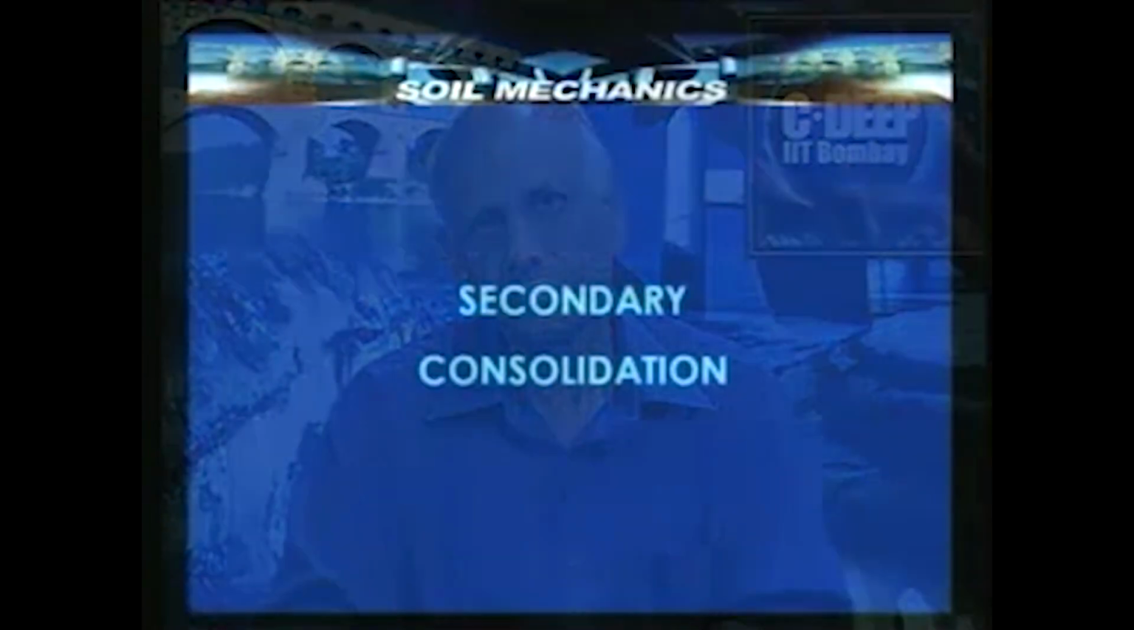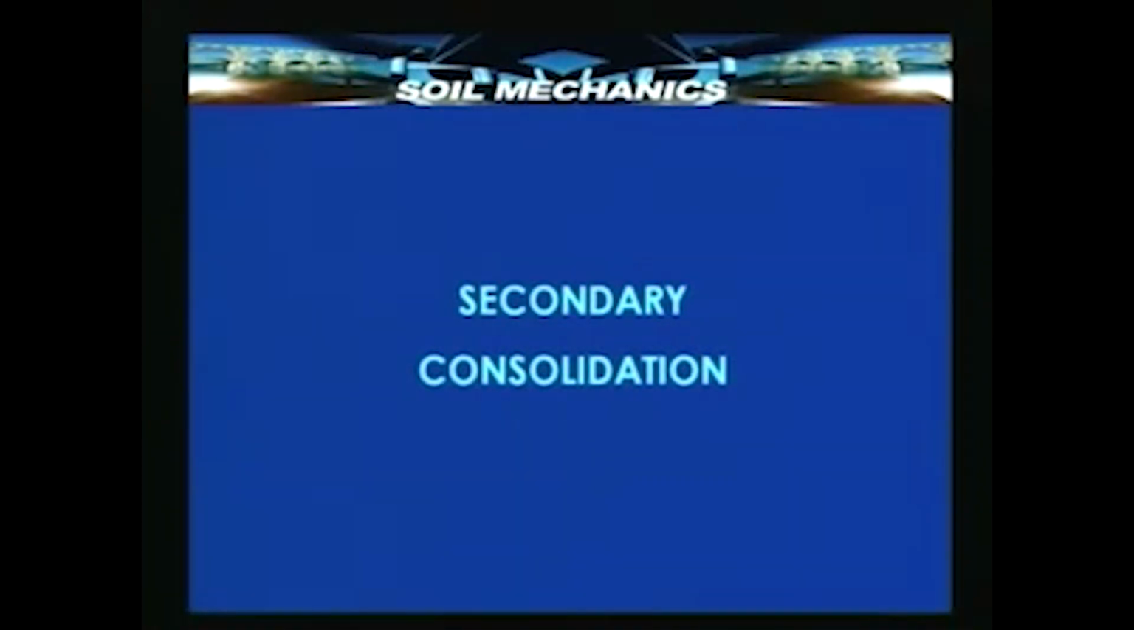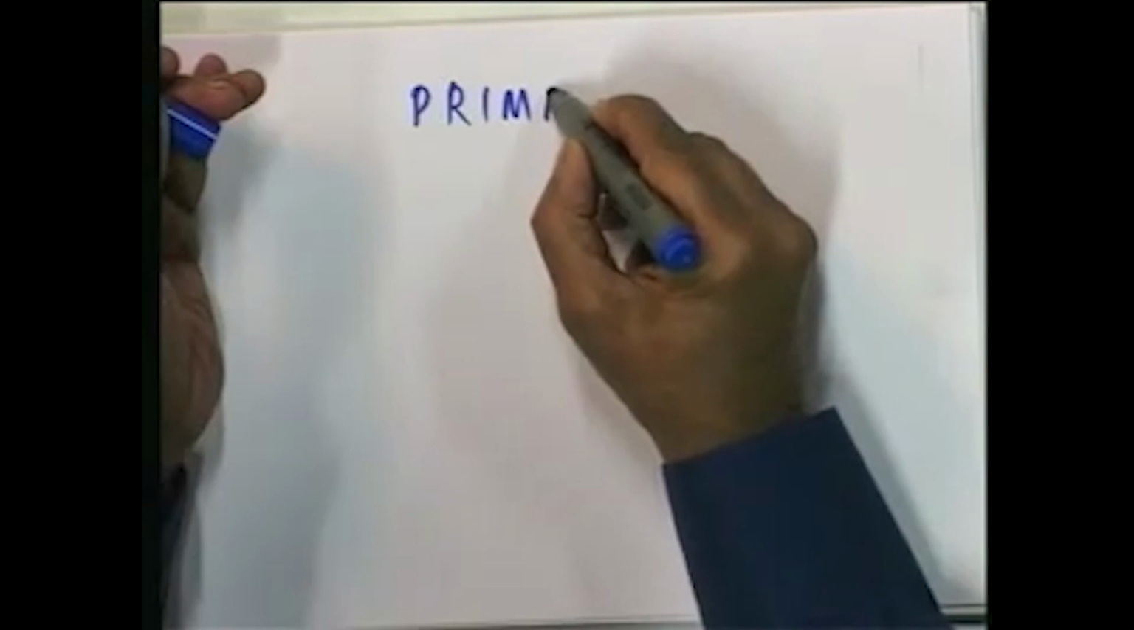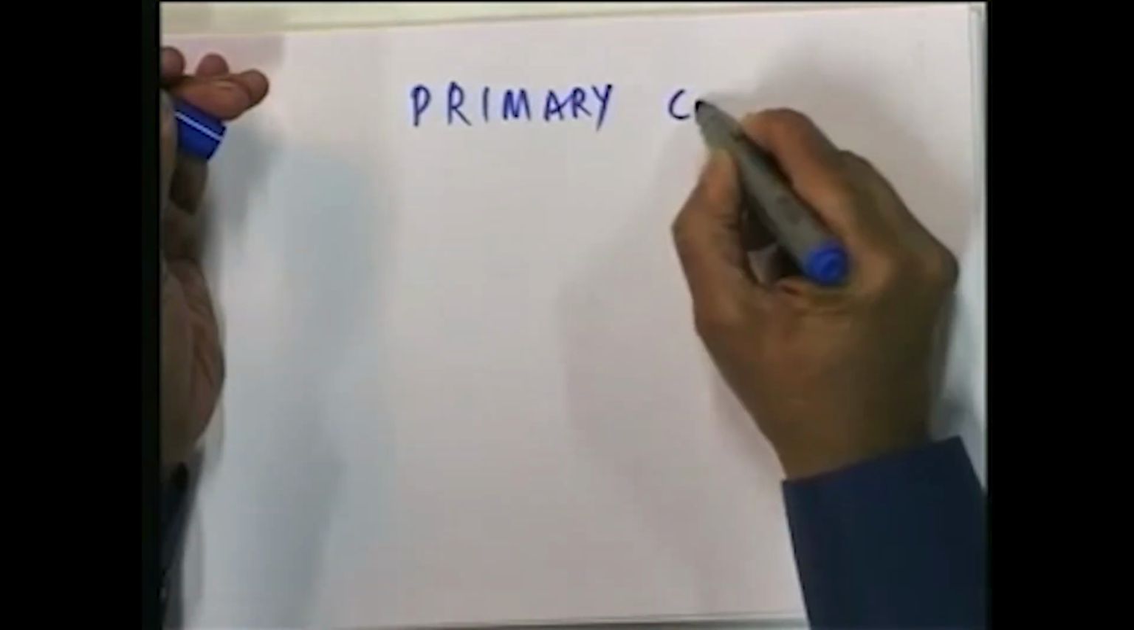After that, when the consolidation process comes to an end, the building will remain more or less free from the effect of consolidation. Now, we come to the second aspect of this lecture, that is secondary consolidation. The consolidation that we have been discussing in the past 6 lectures is known as primary consolidation.